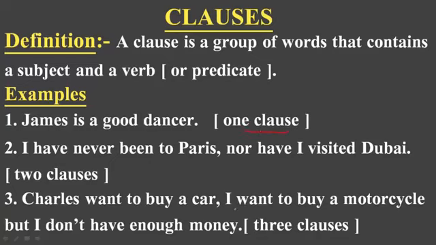One clause. But in the second sentence there are two clauses: I have never been to Paris, I have never been to Dubai. The third one, Charles wants to buy a car, is one clause. I want to buy a motorcycle is another one. And the last one, I don't have enough money. Here there are three clauses.